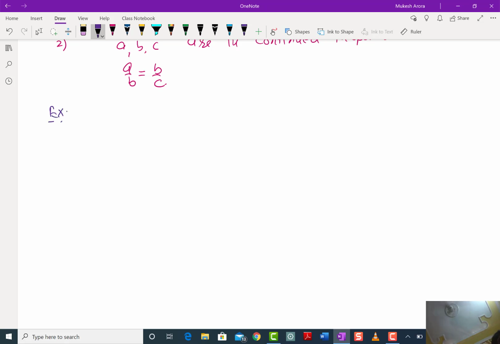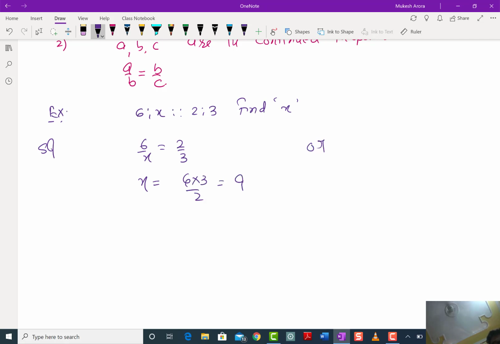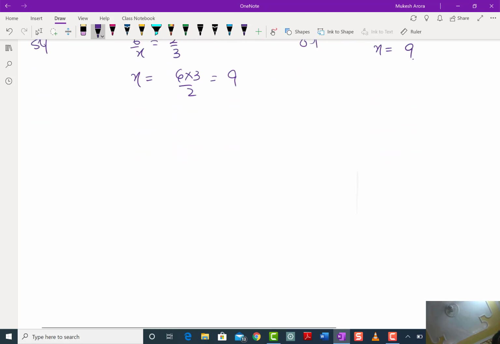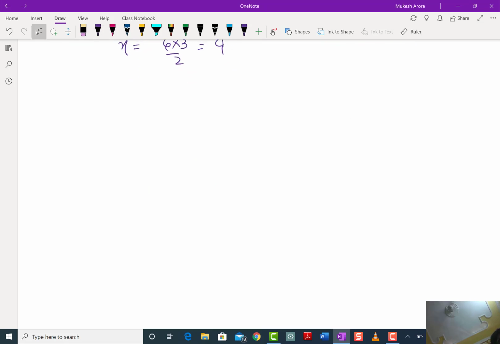Like if it is 6 ratio x ratio 2 ratio 3, find x. So there are so many methods. You can write 6 by x is equal to 2 by 3, x is equal to 6 into 3 by 2, which is 9. Or we can do 2x is equal to 18, x is equal to 9. That is called the product of means is equal to the product of extremes.